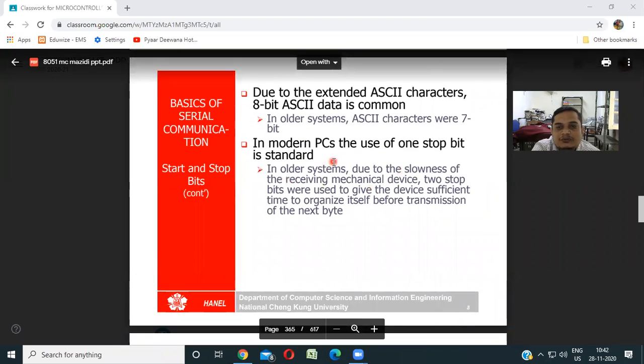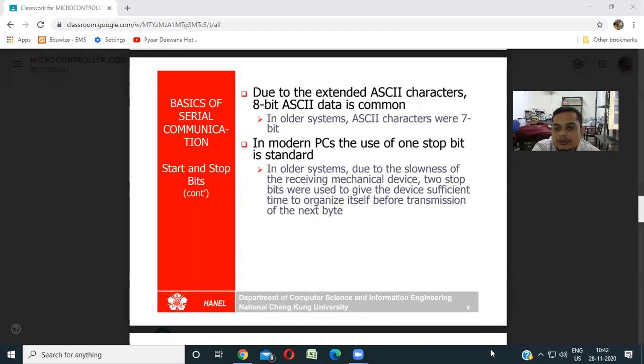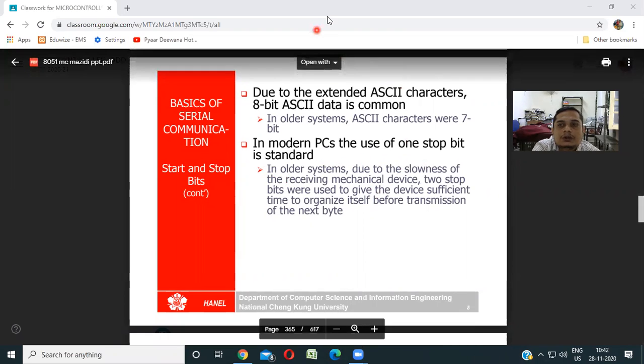In modern PCs, the use of one stop bit is standard. Presently we are using this type of stop bit.